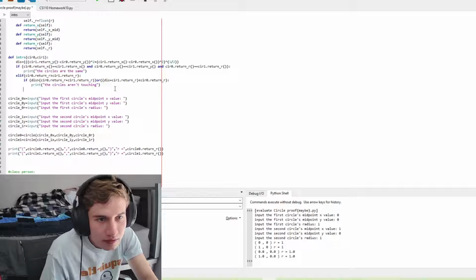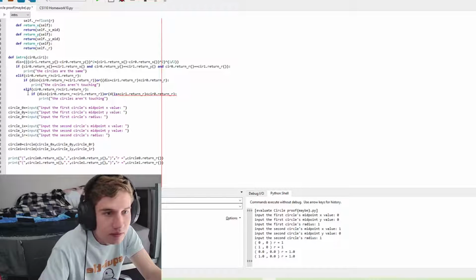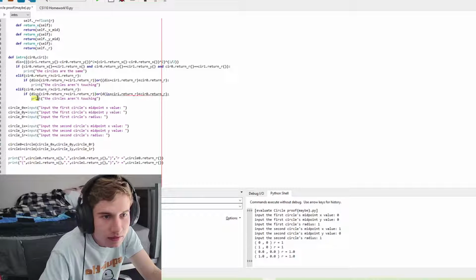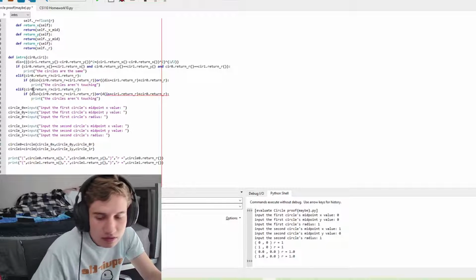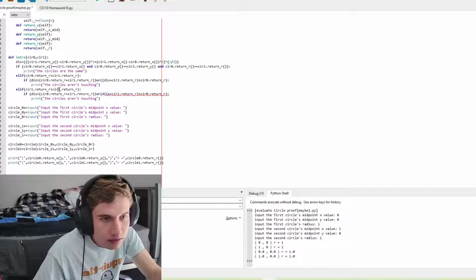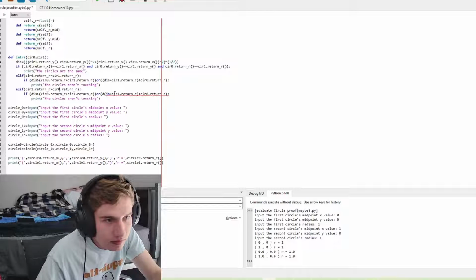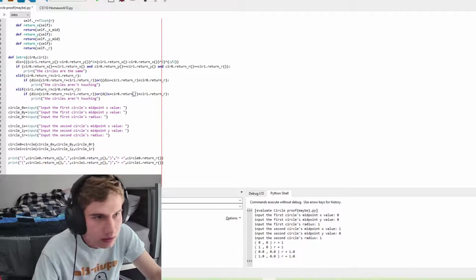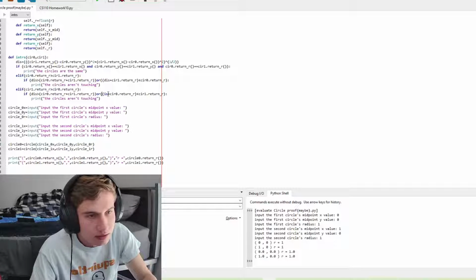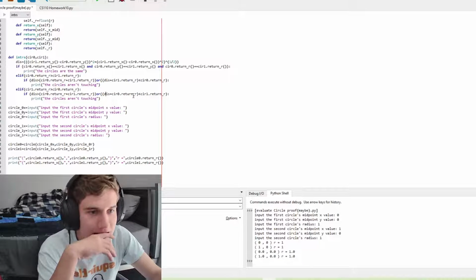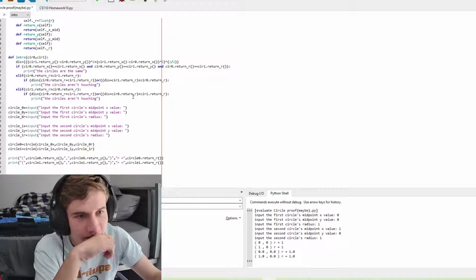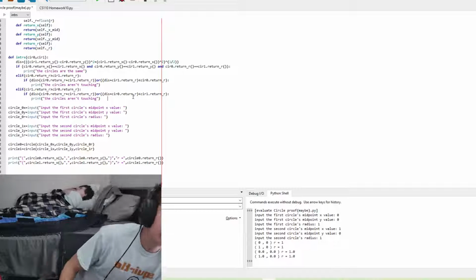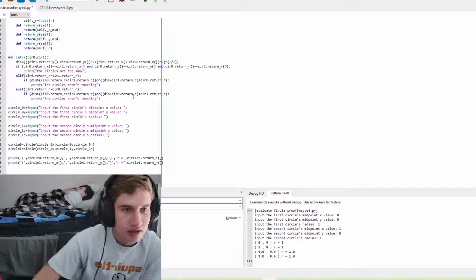Okay, do that again. I'm going to change it so this is circle 1, this is circle 0, this is circle 0, this is circle 1. I'm going to change that distance. Okay, the circles aren't touching. Okay, I'm just going to try and run it by itself to see if it works.